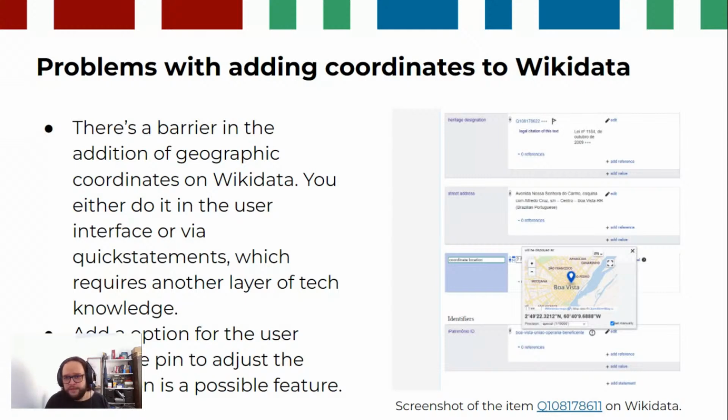One thing that we could do to improve this user experience on the addition of geographic coordinates would be the possibility for the user to drag the pin and adjust the precision. It's a feature that we could add to this map, to the addition of maps on Wikidata.